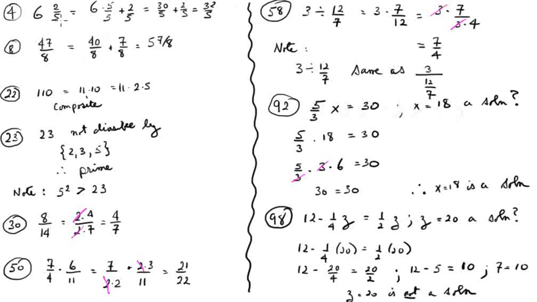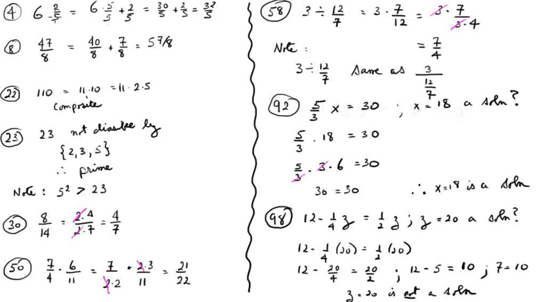6 2/5 is equal to 6 times 5 over 5 plus 2 over 5. 5 over 5 is 1. 6 times 5 over 5 is 30 over 5. 30 over 5 plus 2 over 5 is 32 over 5. So the mixed number 6 2/5 is 32/5.